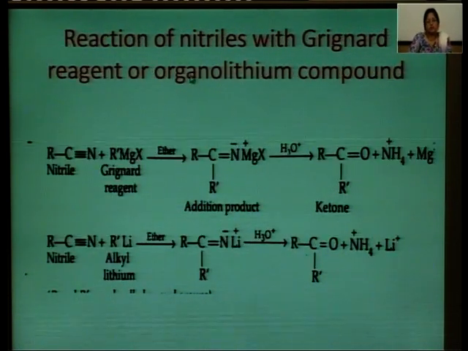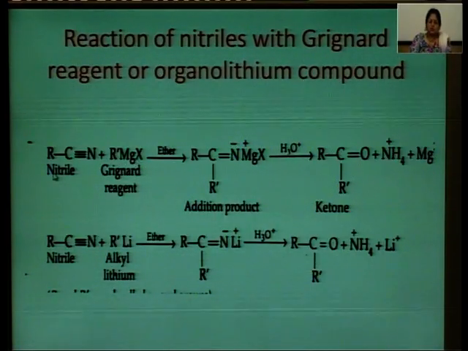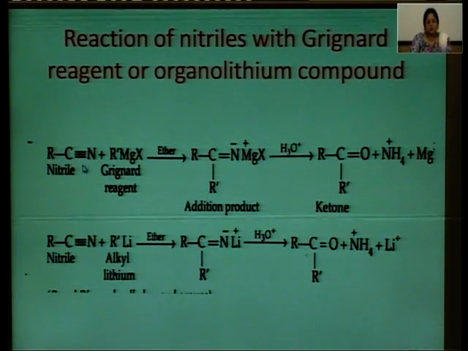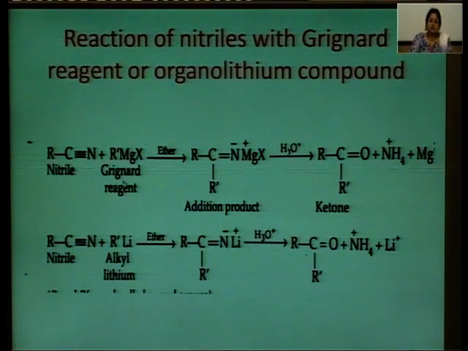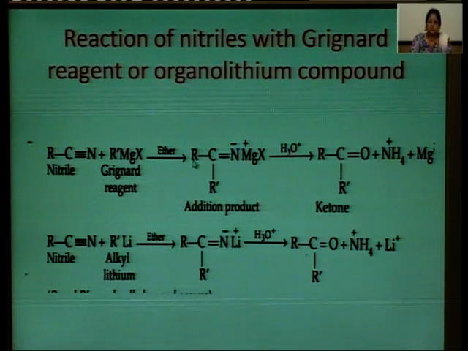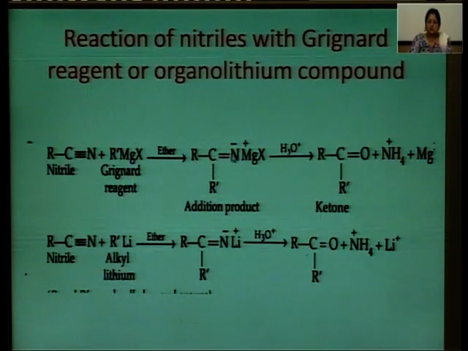Now, next method for preparing the ketone is the reaction of nitriles with Grignard reagent or organolithium compound. This is the Grignard reagent, alkyl magnesium halide. This is the nitrile compound, that is a compound containing the CN group, known as the nitrile compound or the cyano compound. Nitrile compound upon treatment with Grignard reagent in the presence of ether firstly forms the addition product which upon hydrolysis in the presence of the acid forms the ketone. This addition product breaks from this position, the oxygen comes to this moiety and this moiety is lost as ammonium ion and magnesium ion.